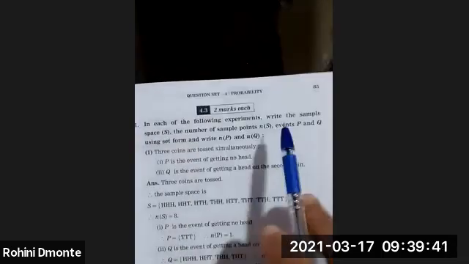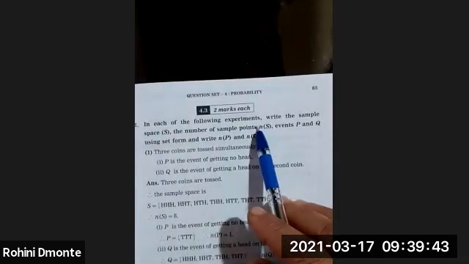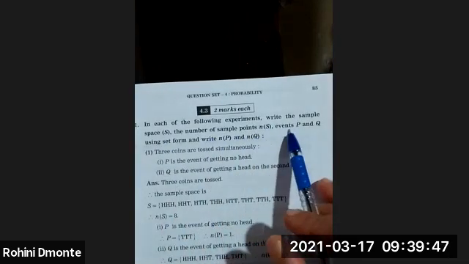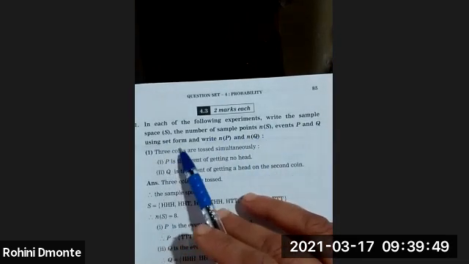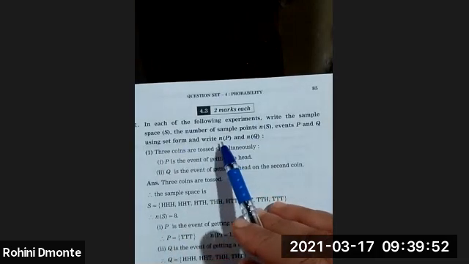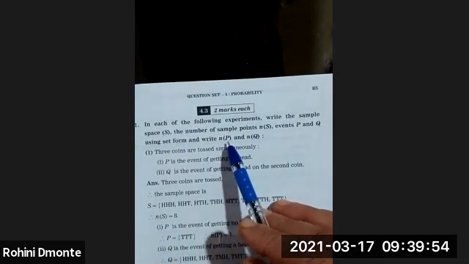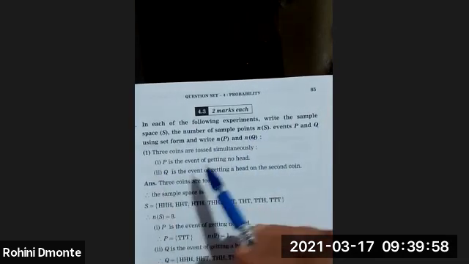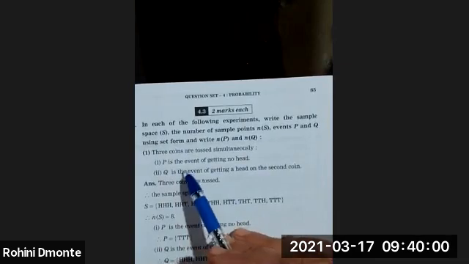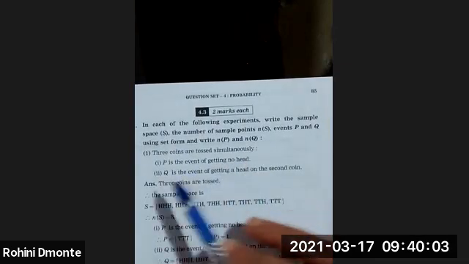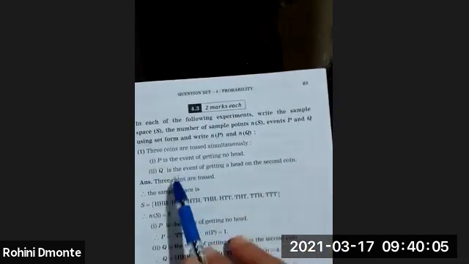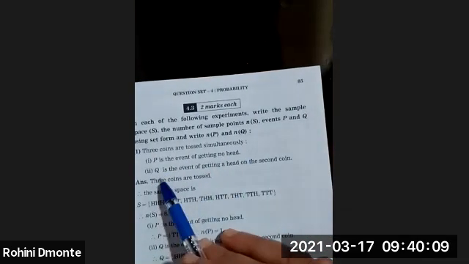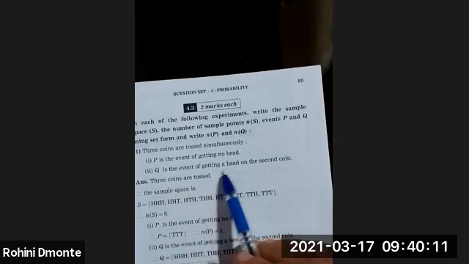In each of the following experiments, write the sample space, number of sample points, events P and Q using set forms, and write n(P), that is the number of sample points for the event P, and for the event Q. What is given over here? 3 coins are tossed simultaneously. And what are the events given over here? P is the event of getting no head, and the second event Q is the event of getting a head on the second coin.